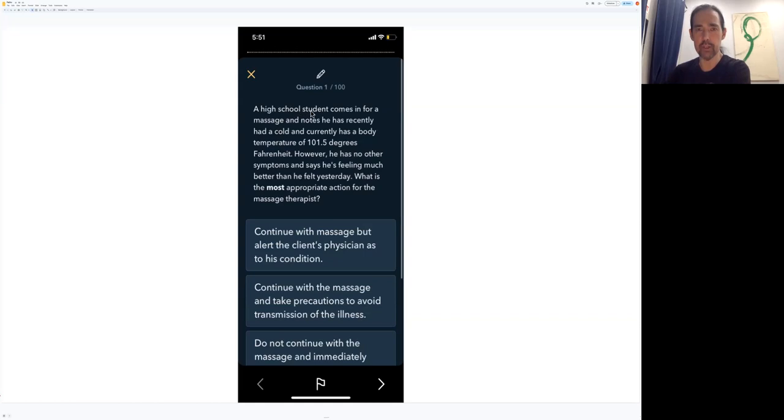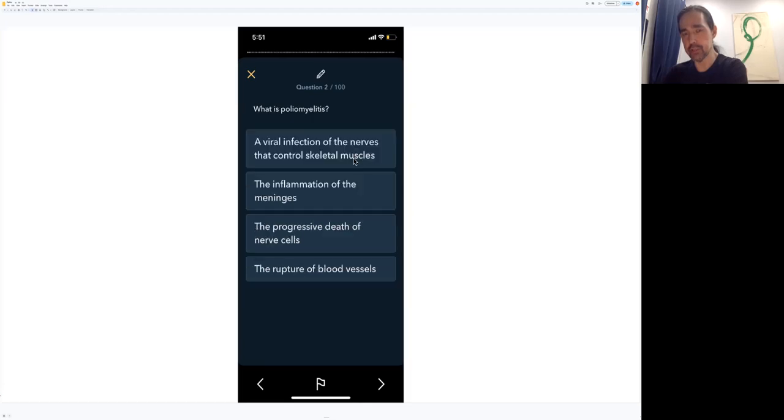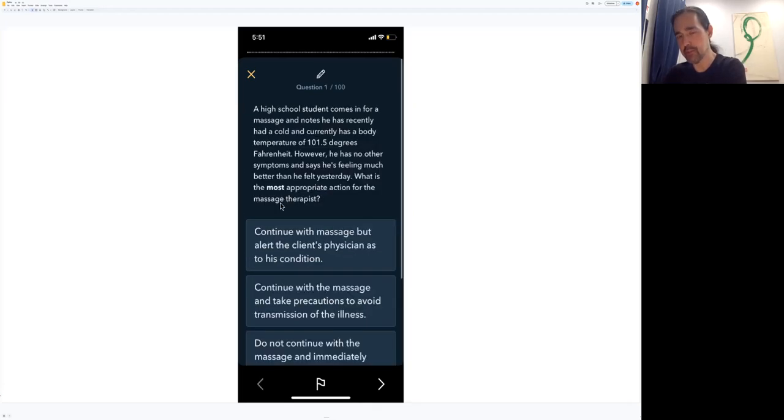Okay, what is poliomyelitis? Poliomyelitis. A viral infection of the nerves that control skeletal muscles, the inflammation of the meninges, the progressive death of nerve cells, or the rupture of blood vessels. What do you guys say?